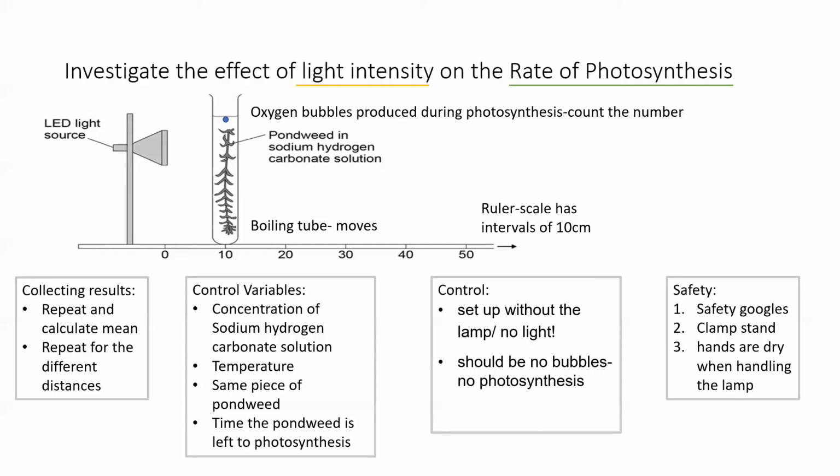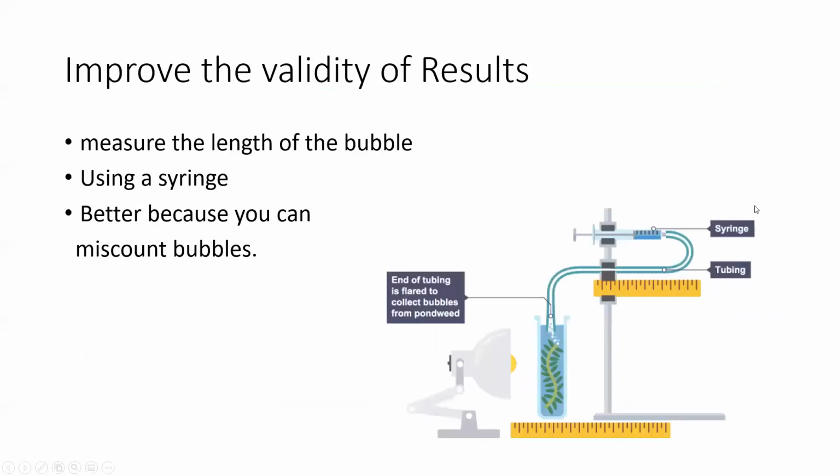That is us then covered the whole section of planning. What they can actually then do is they could ask you or provide you with a different take of this method, because it would give you valid results. The idea of counting bubbles is quite difficult because there could be a miscount. So instead of counting bubbles, you could measure the length of the bubble using a syringe and a capillary tube, which is seen in this diagram here.